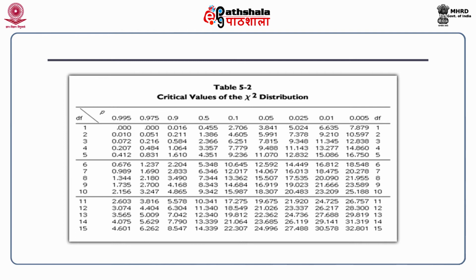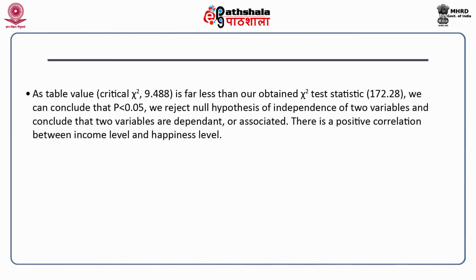As the table value is far less than the observed value, the p-value should be very small, less than 0.05. The critical chi-square, 9.488, is far less than our obtained chi-square test statistic, that is 172.28. We can conclude that p should be less than 0.05, and we reject the null hypothesis of independence of two variables and conclude that the two variables are dependent or associated. So both these variables, income level and happiness level, are correlated, or co-varying.